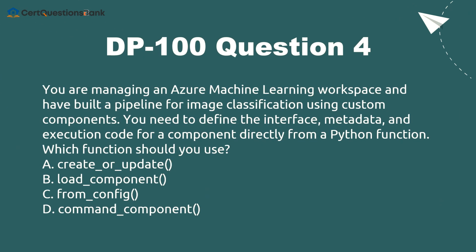You are managing an Azure Machine Learning workspace and have built a pipeline for image classification using custom components. You need to define the interface, metadata, and execution code for a component directly from a Python function. Which function should you use? A. Create_update. B. Load_component. C. From_config. D. Command_component.